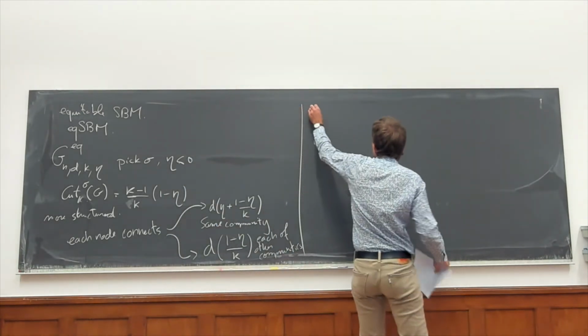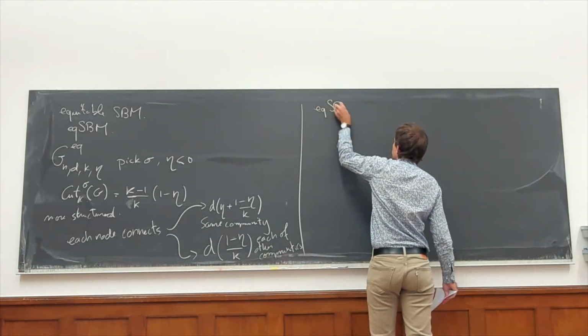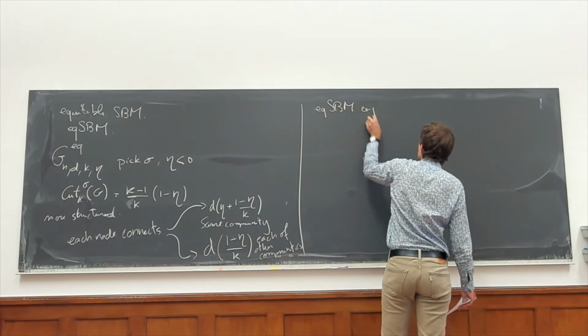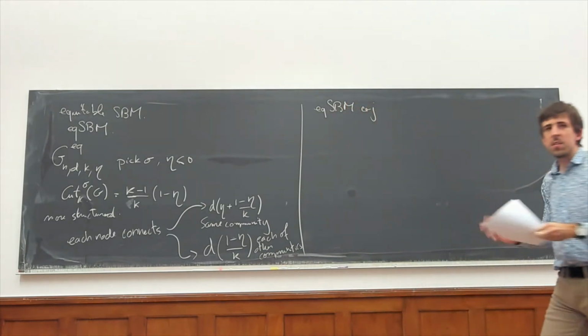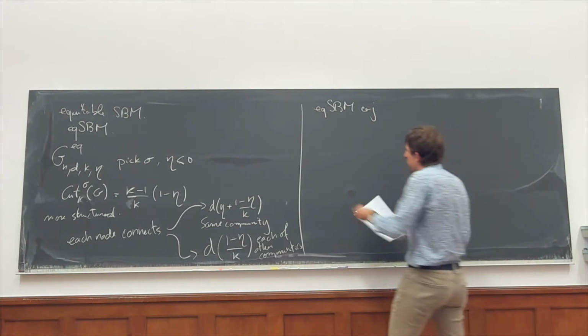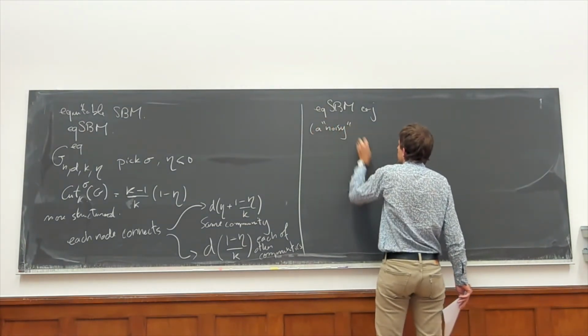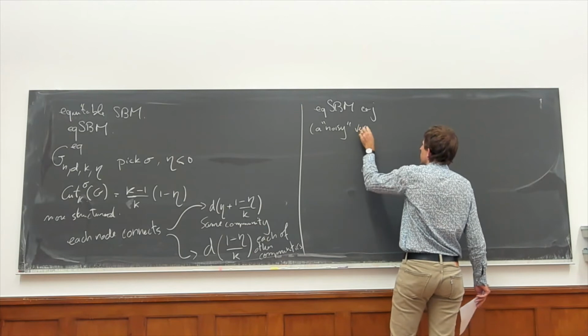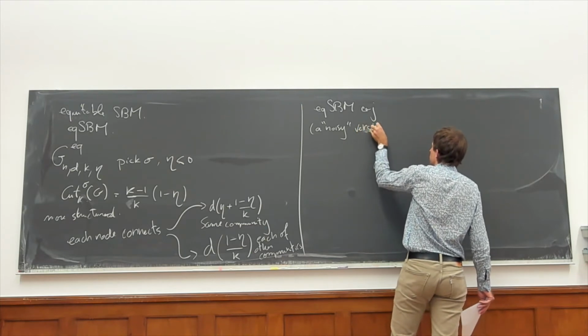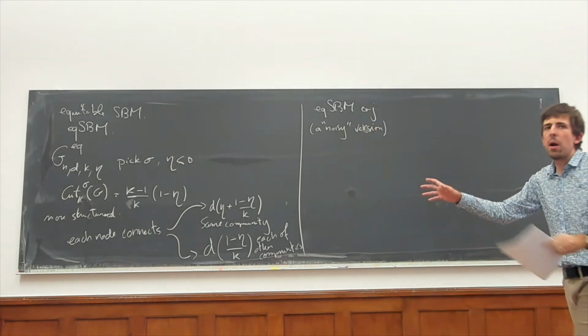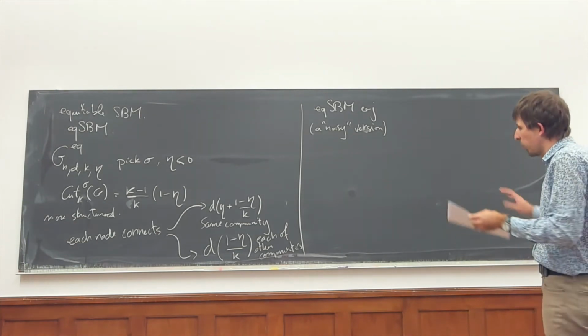And so now the equitable stochastic block model conjecture says that this is more quiet, that really a noisy version, right, so you draw the graph and then you rewire some edges at random.